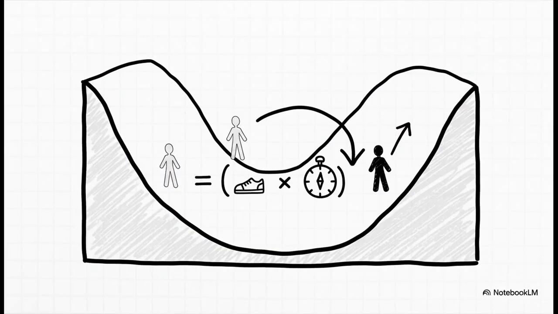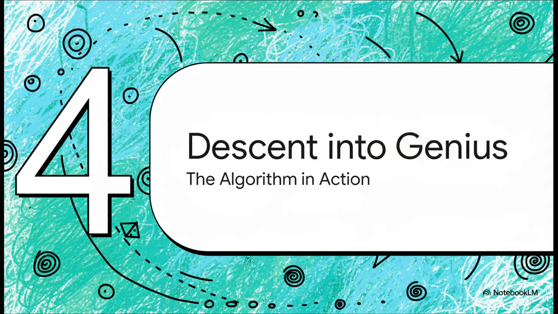So all this logic, knowing the direction and knowing the step size, can be wrapped up in one simple, elegant formula. Our new position in the valley is just our old position minus our learning rate multiplied by the gradient. This one rule, this update rule, is the engine that drives the entire learning process forward, step by step. Okay, let's put all the pieces together now. Let's watch this beautifully simple algorithm perform its magic. Let's watch the descent in action.